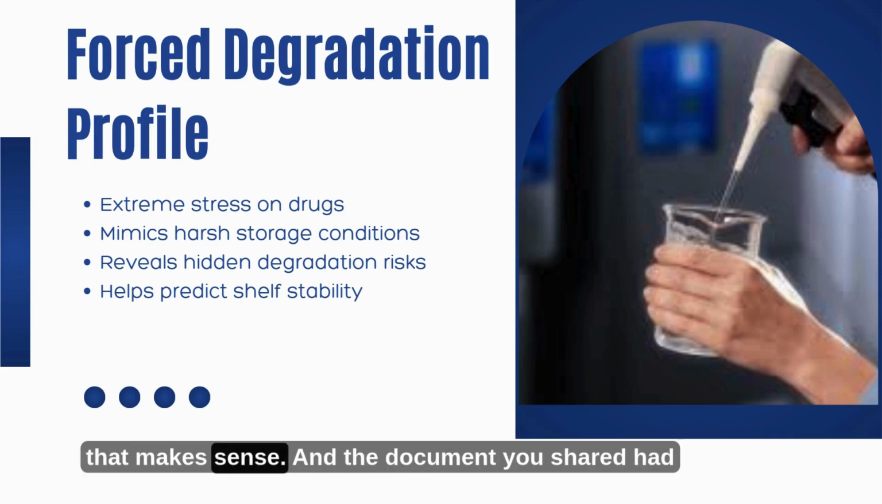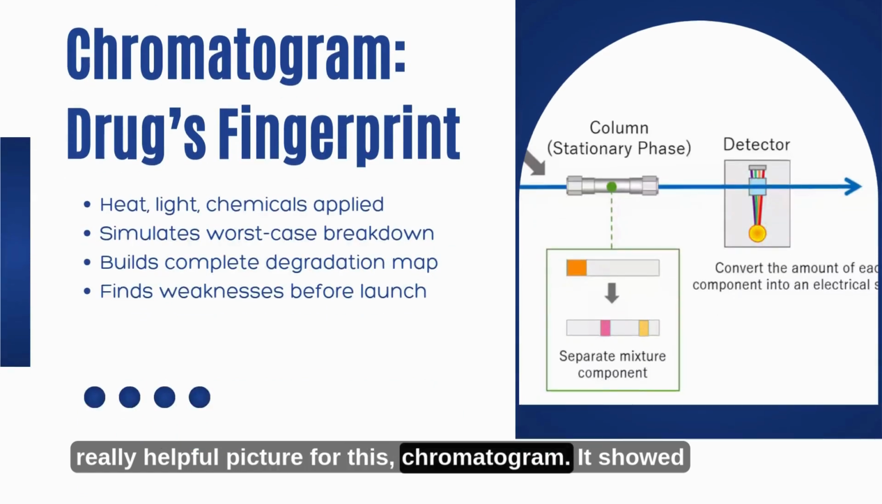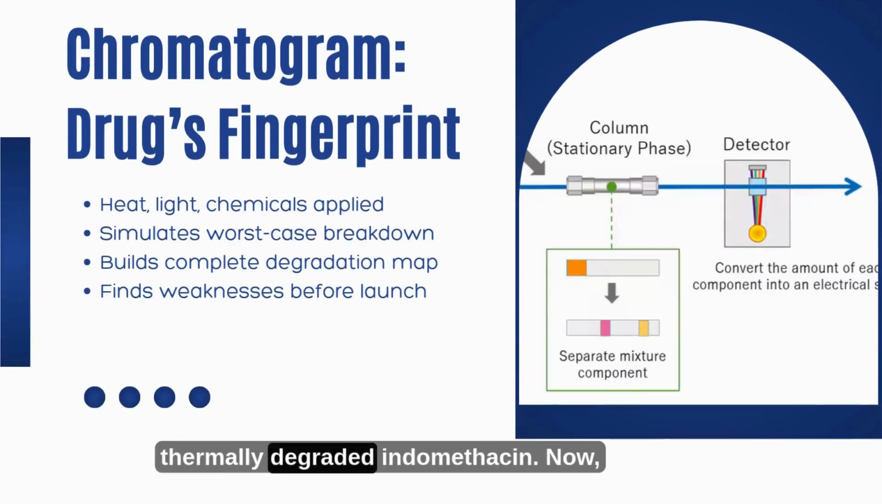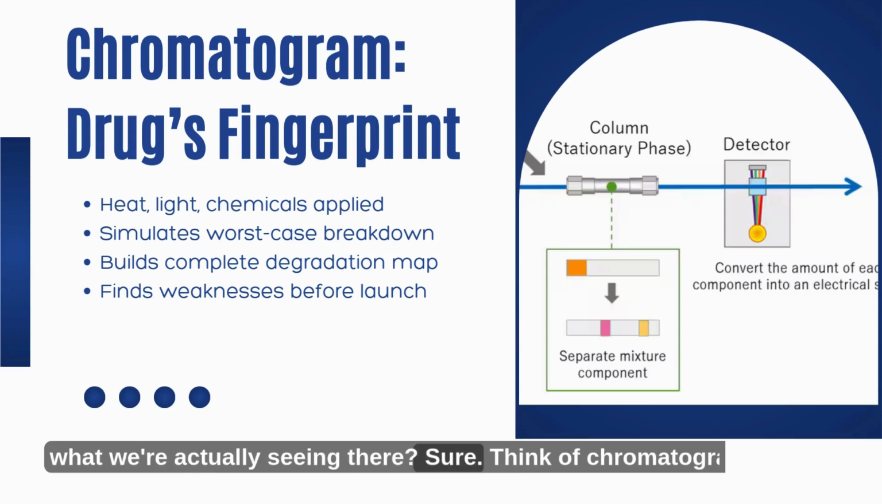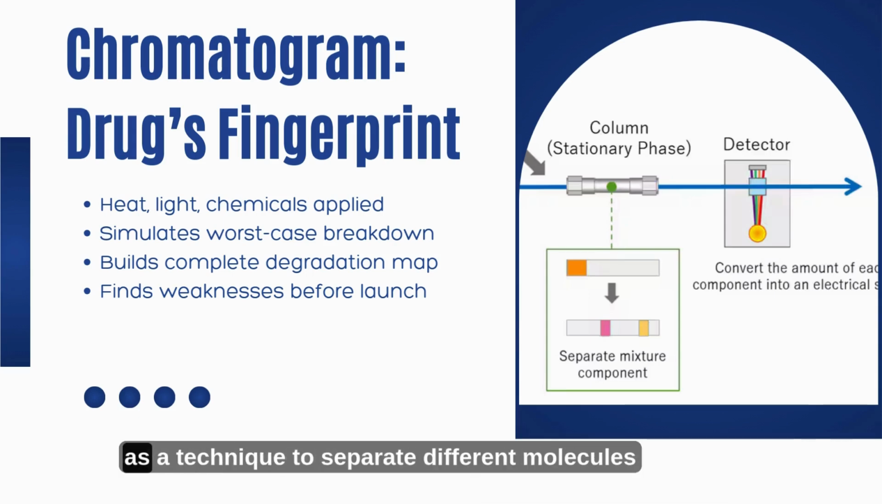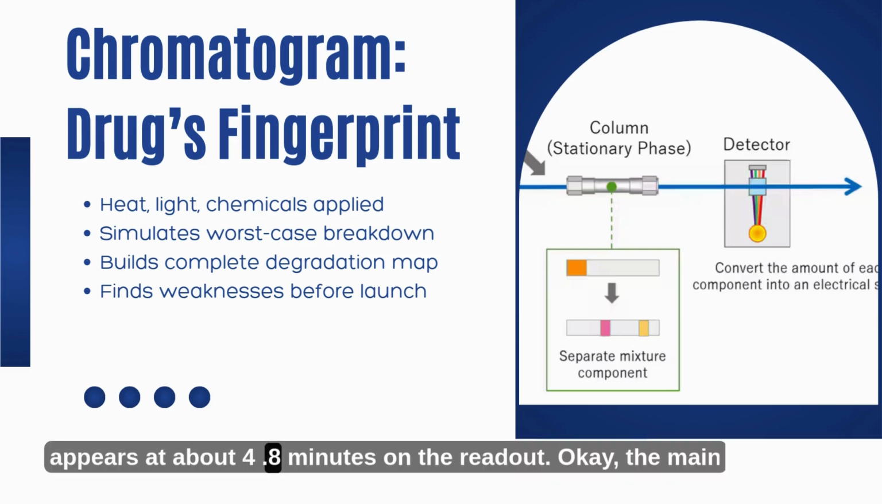Okay, that makes sense. And the document you shared had a really helpful picture for this, a chromatogram. It showed thermally degraded indomethacin. Now, for those of us who aren't lab scientists, can you walk us through what we're actually seeing there? Sure. Think of chromatography as a technique to separate different molecules in a mixture. In this picture, the main active ingredient, the indomethacin, shows up as that big peak. It's labeled peak 5, and it appears at about 4.8 minutes on the readout. Okay, the main drug.